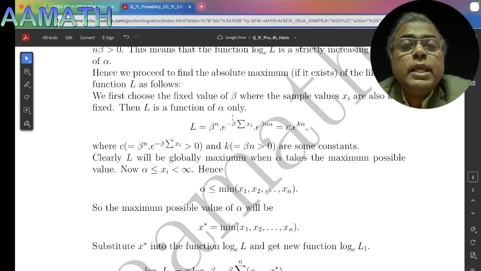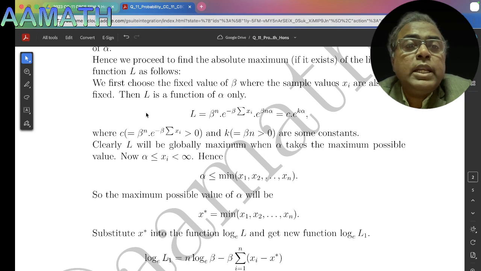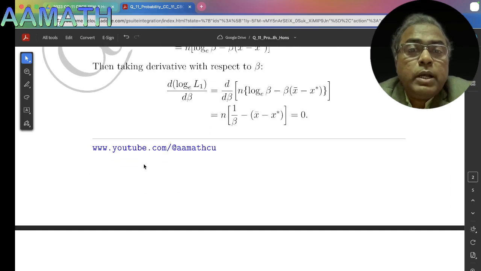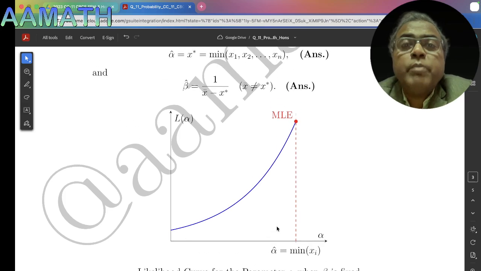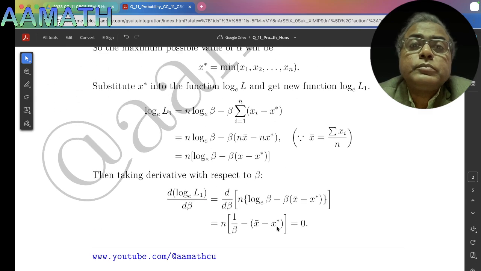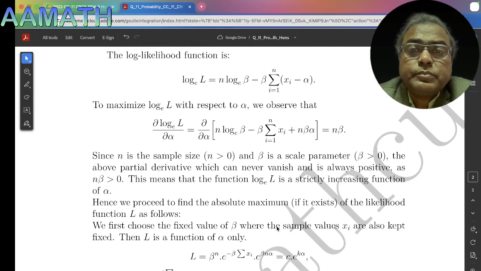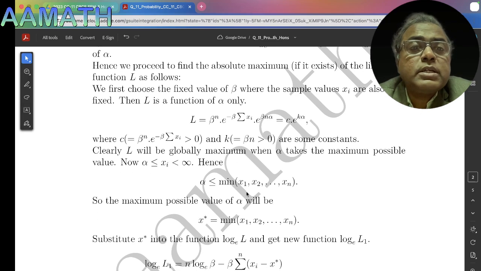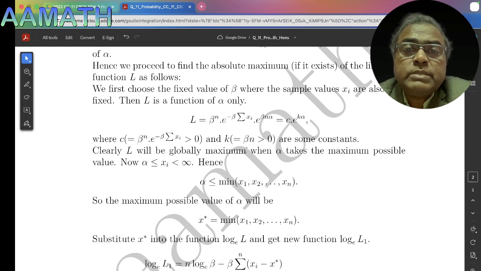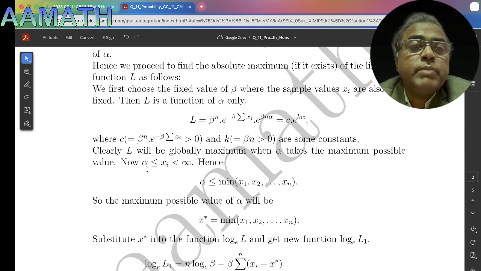So actually L is an exponential function, a strictly increasing function. Clearly L will be globally maximum when alpha takes the maximum possible value. So from this graph of the exponential function, the maximum likelihood estimator alpha hat is the minimum of xi.